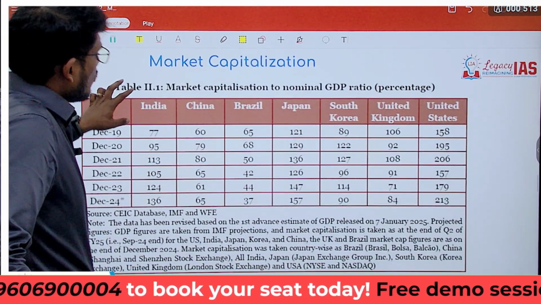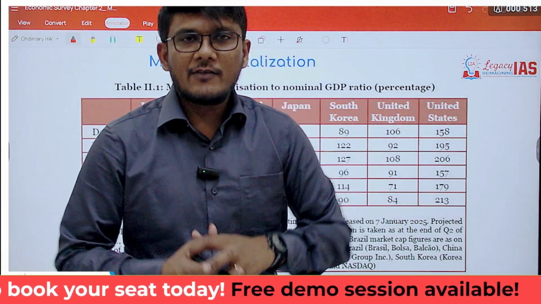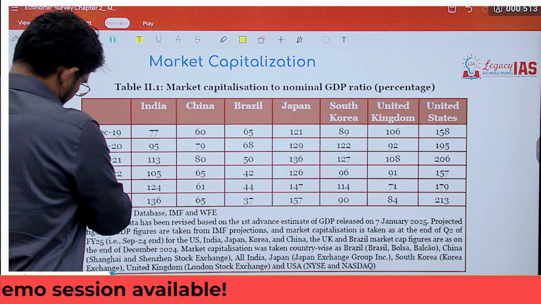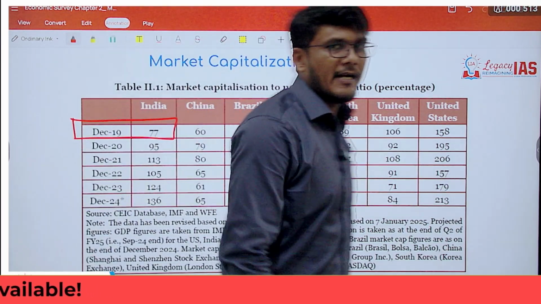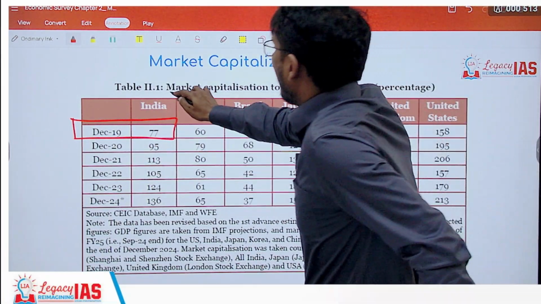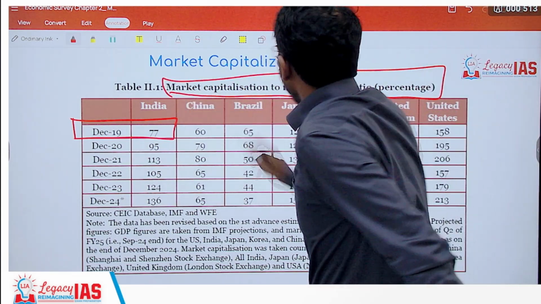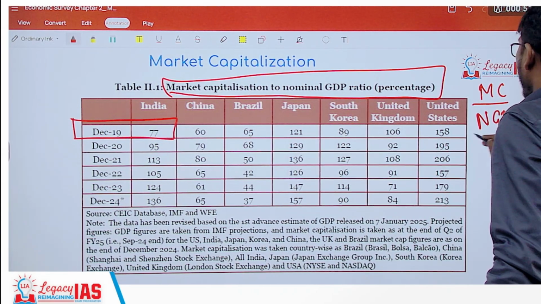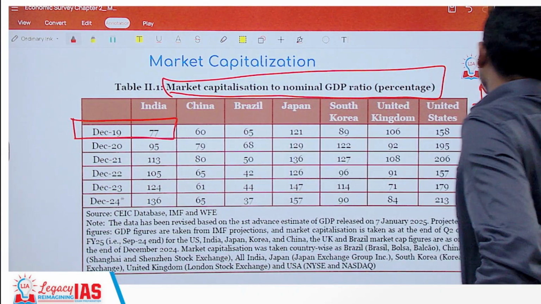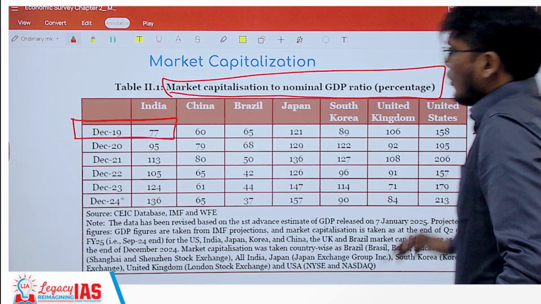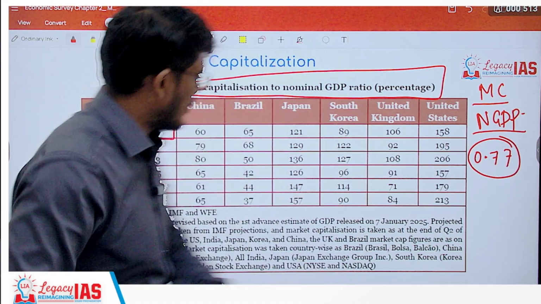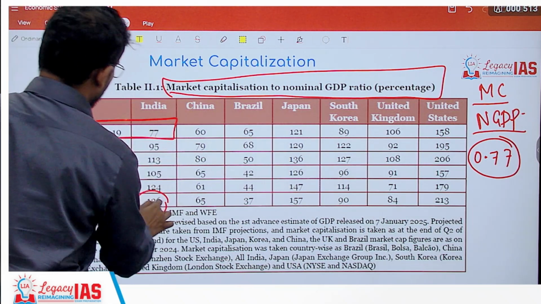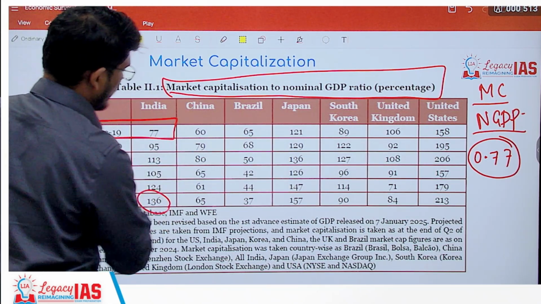Now, coming on to the market capitalization. Market capitalization for what? For the stock exchanges, for the share market. If you look at the share market, in December 2019 the market capitalization to nominal GDP ratio, that is, how much was the market capitalization upon nominal GDP, was 77%, which means 0.77. So it was less than 100%, but that has consistently increased and presently it is 136%.